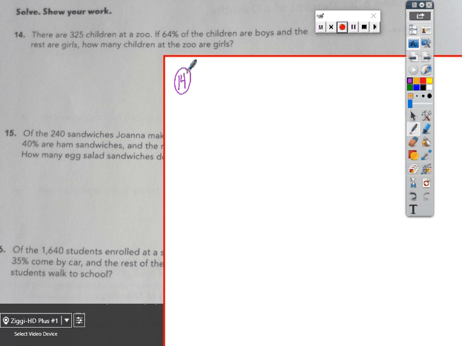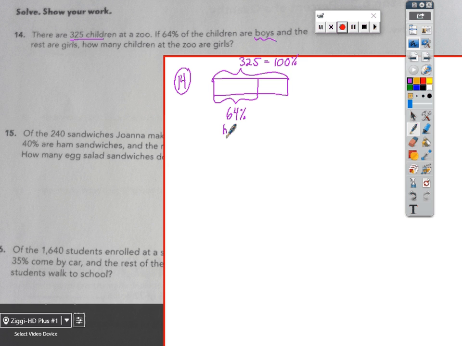This might be why. If you notice, I have a total. I know how many children there are. There's 325 of them. Check. And not only that, this is 100% of the children. That's all of them. Well, 64%, I know that's a little more than half, so I'm going to grab a little more than half of my bar and call that 64%. And if you read, that was my boys, so I'm going to label this boys. But here's the mystery. They go on and they ask you, how many children at the zoo are girls? This is the question. They really want to know about this part.